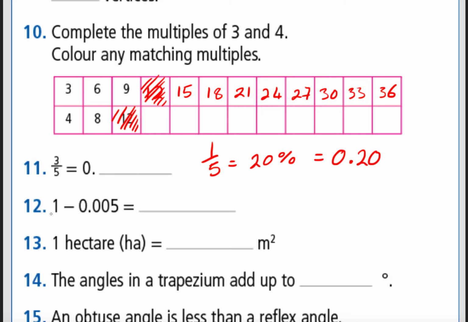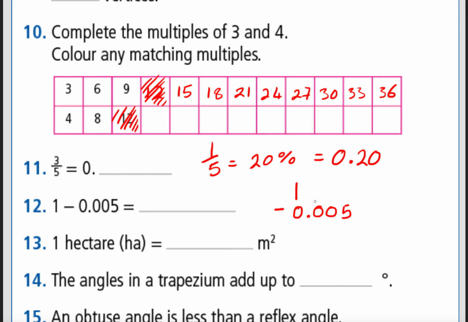Number 12, we have to do 1 take away 0.005. And the way we're going to do that is we are going to write them on top of each other, and that way we won't make any mistakes with it. So we'll do 1, and underneath we're going to subtract, and in the units place we've got 0, then a decimal, then 0.005.